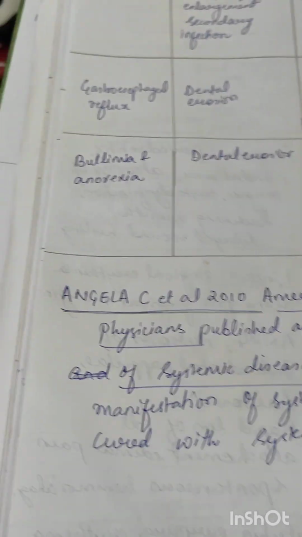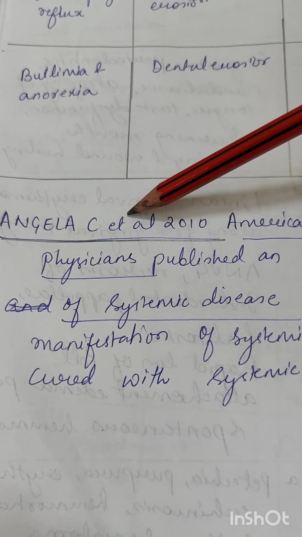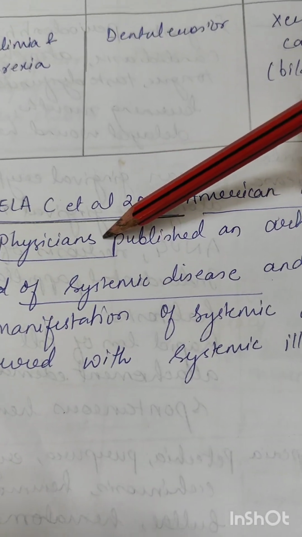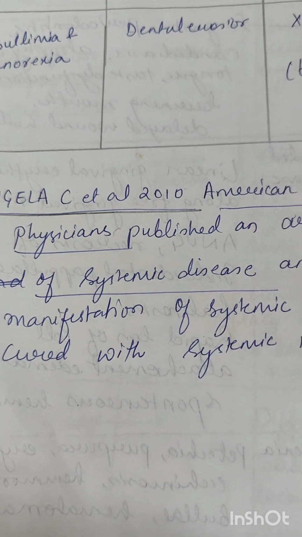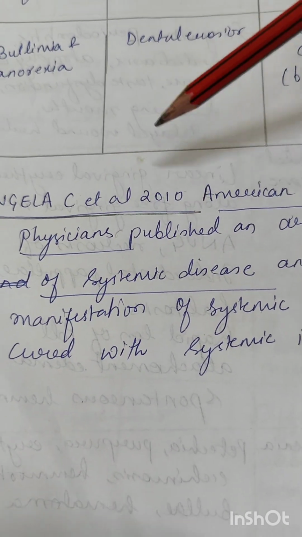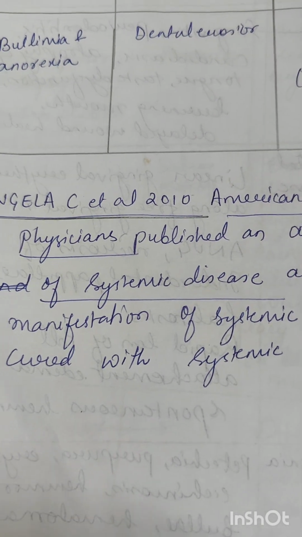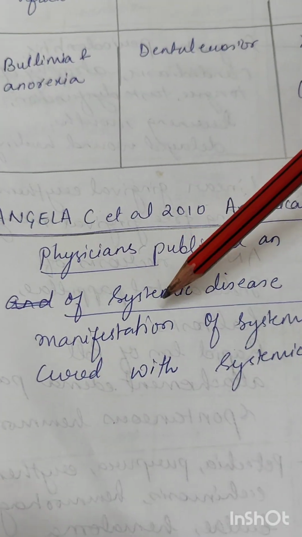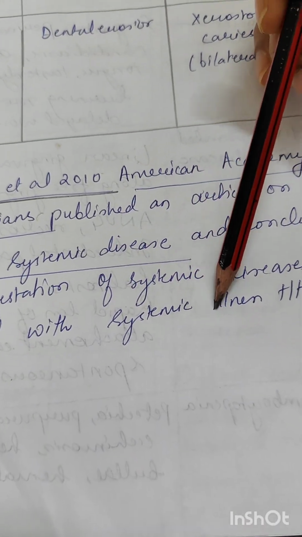So here I have taken a study that was done by Angela C. et al. 2010 in American Family Physician. Remember this systemic causes and all, you need a family physician. The American Academy of Family Physicians published an article on oral manifestation of systemic disease, and they concluded that the oral manifestation of systemic disease can be cured with the systemic illness treatment.